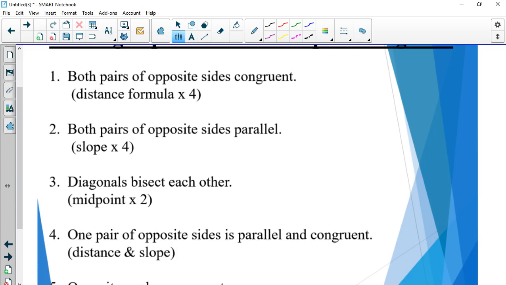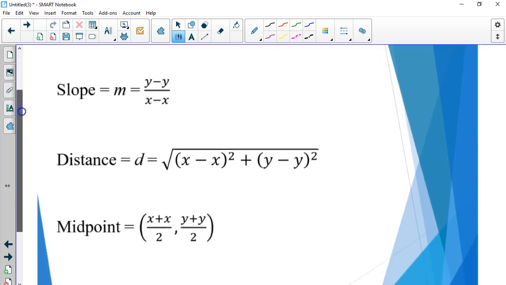It depends on what formula you like. So number 1, if you want to crank out the distance formula 4 times. Number 2, you want to crank out the slope 4 times. Or number 4, maybe you just want to do one of each on 2 opposite sides. It's up to you. So here are the formulas we're going to be using. Slope formula, distance formula, and midpoint formula.